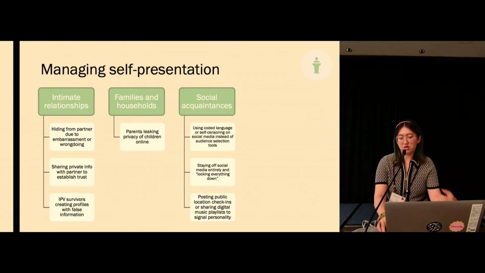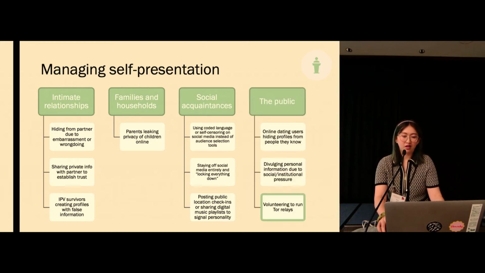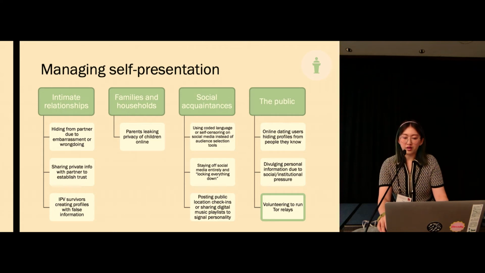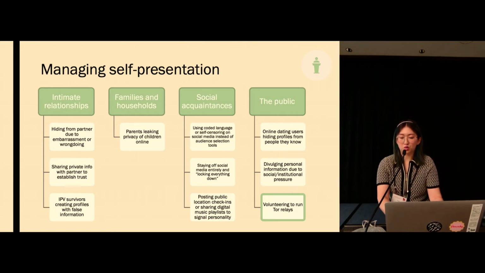But even when adults adopt habits from teens to signal information about themselves, for example, via checking into locations online or sharing certain digital music playlists to appear cooler to those around them, rather than legitimately wanting other people to hear their music. And finally, within the public, as users conduct more of their lives online, the boundaries between intimate and public relationships are increasingly fuzzy.